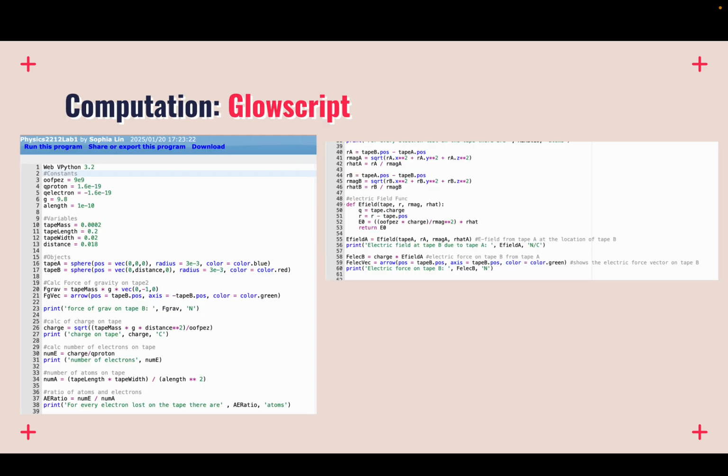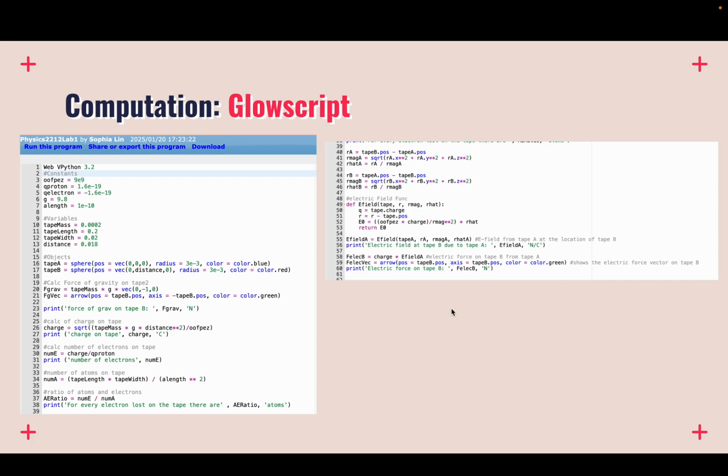Here was my GlowScript code. You can see over here we have all of our constants, the variables, the objects of tape A and tape B, and then the force of gravity, which was calculated with mass and gravity, the calculations of charge on the tape, which was Coulomb's law, and then the number of electrons on the tape and the number of atoms on the tape, as well as the ratio.